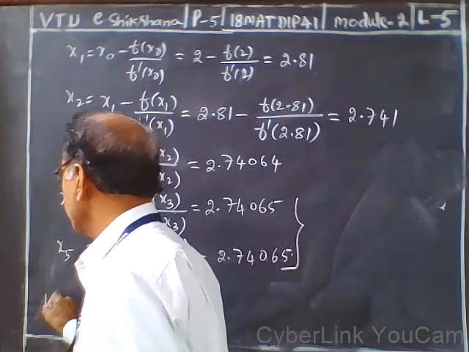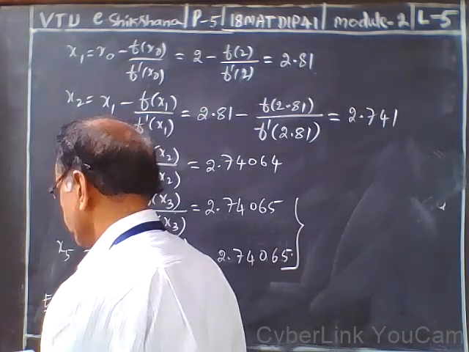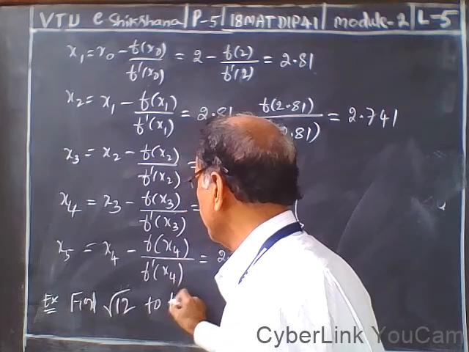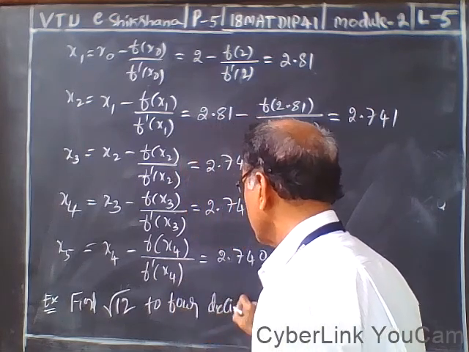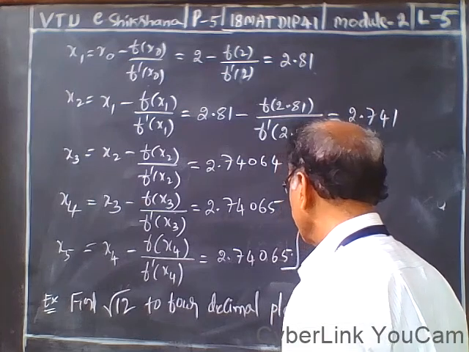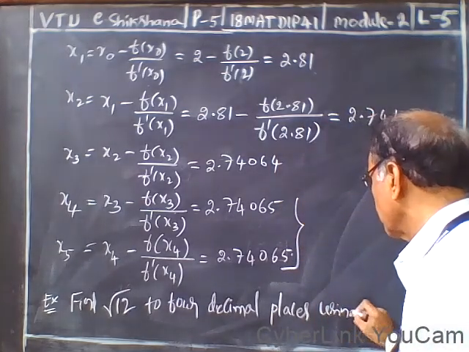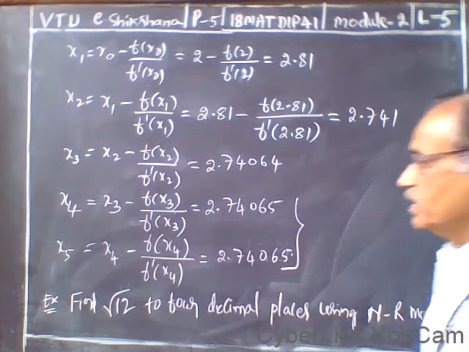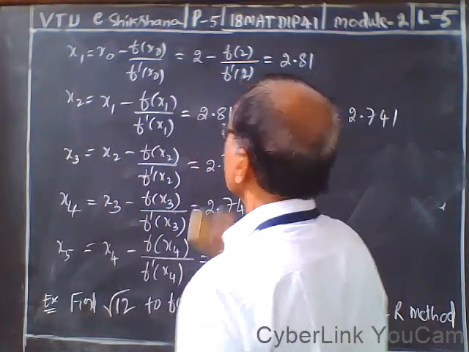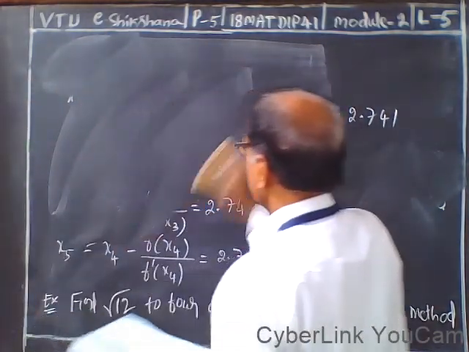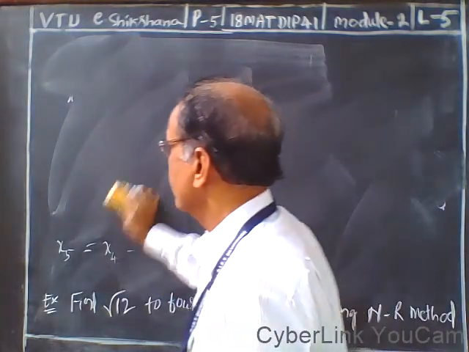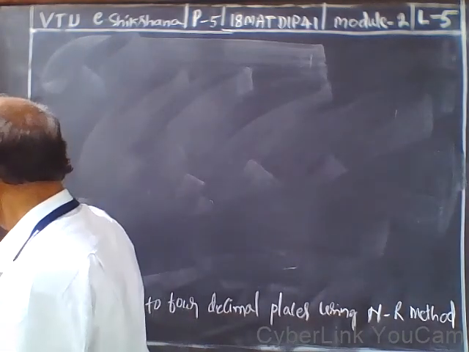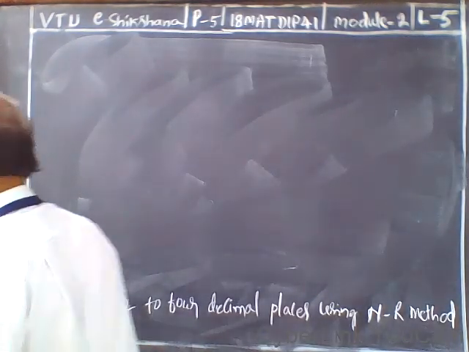Another example goes like this: find the square root of 12 to 4 decimal places using the NR method, that is the Newton-Raphson method. Same as the previous problem, where we wrote 5 approximations, here also you have to write 5 approximations. Okay, so we will verify how these 5 approximations are going to be worked out.